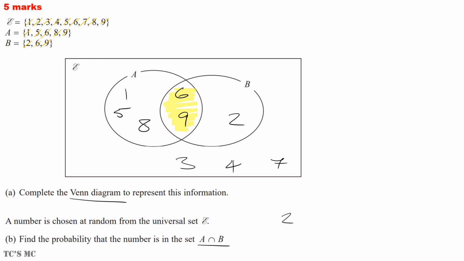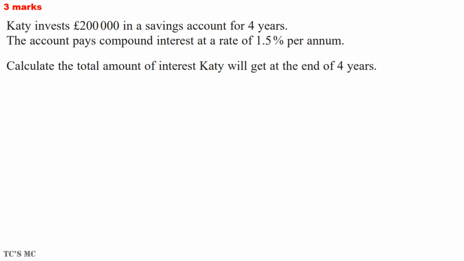There are only 2 numbers in that region, so our numerator is 2. We now have 1 mark. Because there are 9 numbers altogether, the denominator is 9, and we now have 2 marks. Altogether, in this question, we have 5 marks. Katie invests £200,000 in a savings account for 4 years.